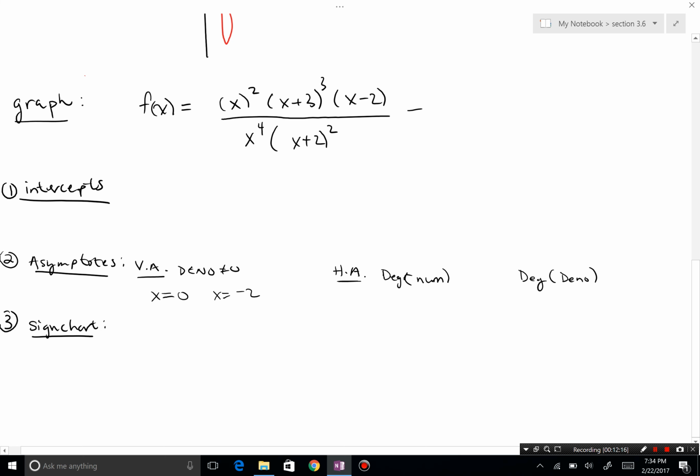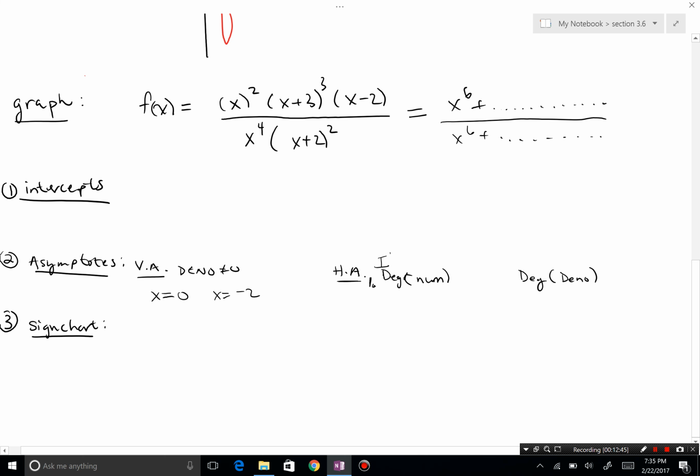Now, what do I mean by degree? If I were to multiply this out, this would be x squared stuff times x cubed stuff at the most times another x. So it's going to be x to the 6 plus stuff, right? And the denominator will be the same thing: x to the 4th times x squared stuff, so x to the 6th stuff. It's important you know what degree it is, and now I'll go into the reason why.